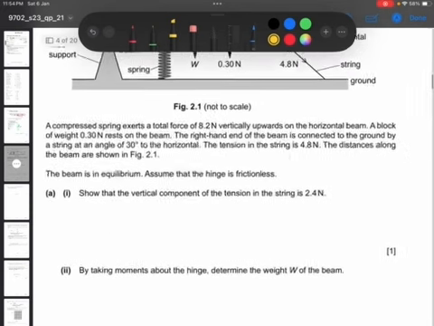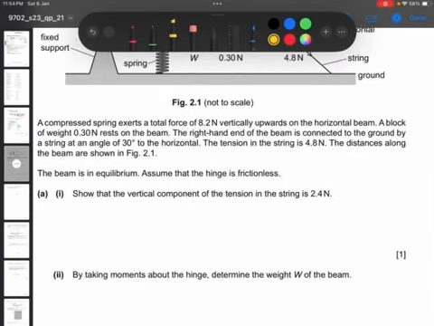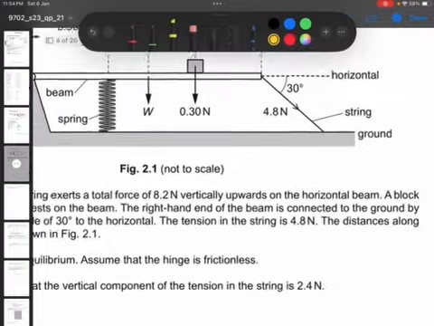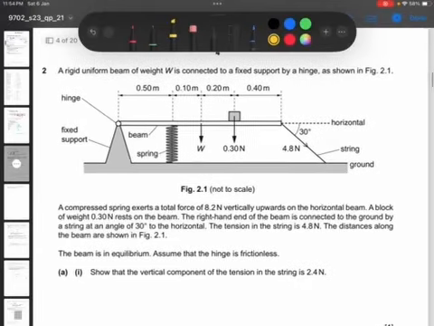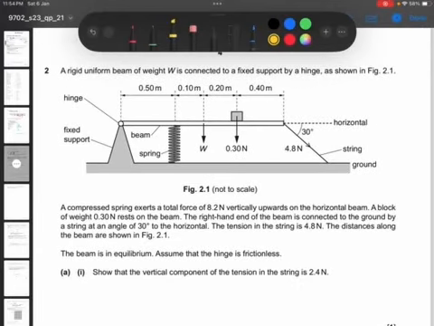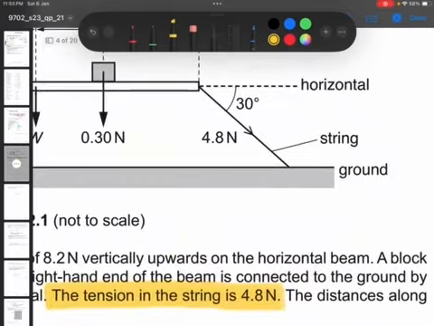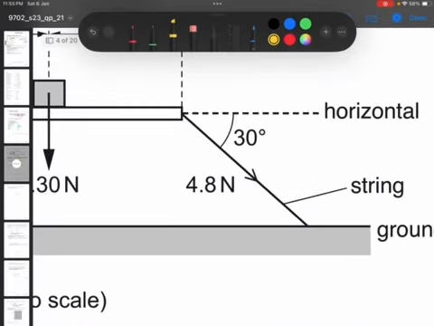The first part, number 2A1, says, show that the vertical component of the tension in the string is 2.4 newtons. So I'll come to the string. The string has a force of 4.8. How do we know? Because it is labeled, firstly. Secondly, it was said that the tension in the string is 4.8 newtons. So we are being asked to find the vertical component of the force in the string. So what do we do?